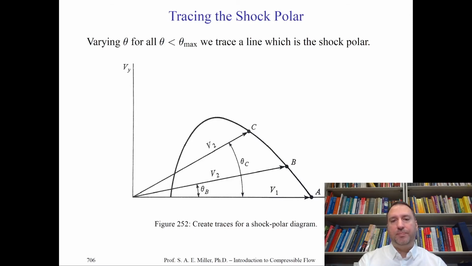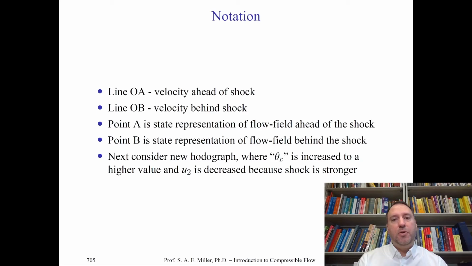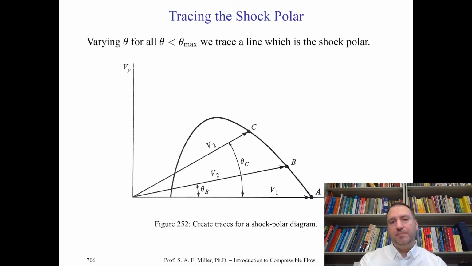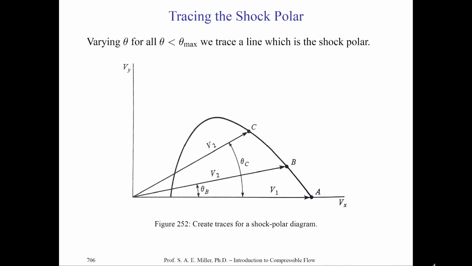So you can see points B and C are two velocities after the shock, which depends on the particular turning angle. Now, we'll consider a new hodograph where theta c is increased to a higher value, and of course u2 will decrease behind the shock because we've increased the turning angle. You can see this from the theta-beta-Mach number charts or physically. So here we have two particular representations. One is dependent on theta b, which is the turning angle for this family of solutions from the origin to B. And the second solution is dependent on a different turning angle, theta sub c. You can see they both have different velocities v2.